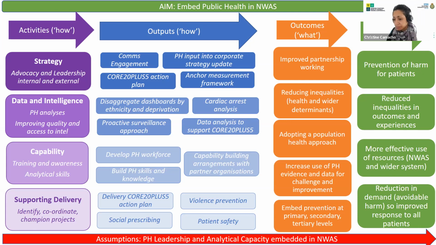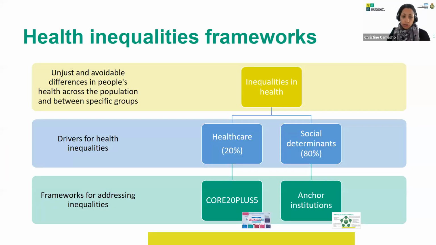Next slide, please. So we've talked a bit about health inequalities and what they are. We talked about the 20% in healthcare and the 80% that are the social determinants, if you like. And I'm just going to really briefly introduce two frameworks for thinking about how to address those. So the Core 20+5 framework was released from NHS England last year, and that really talks very well to those healthcare inequalities. And then you've got thinking about the NHS as an anchor institution, which talks more to those wider social determinants. So if you can just flick on for me, please.